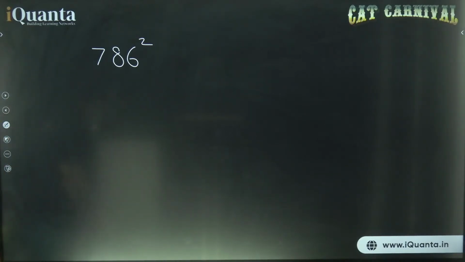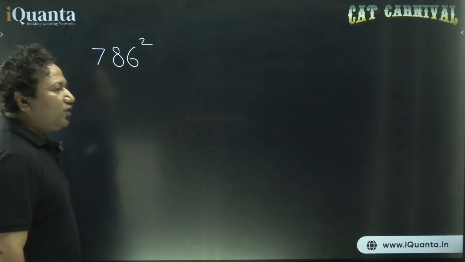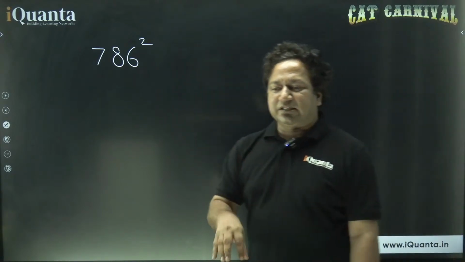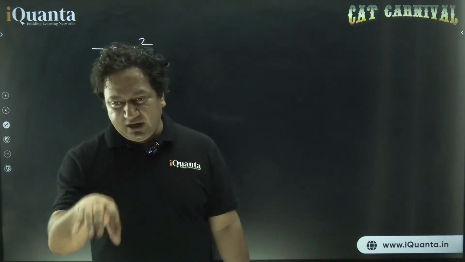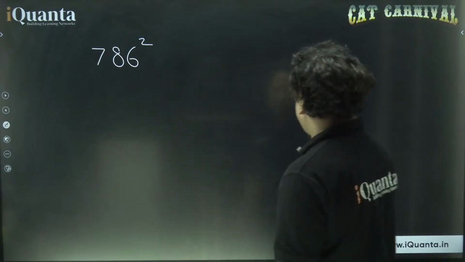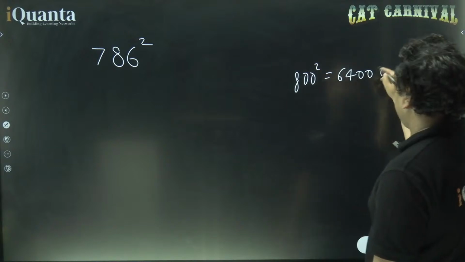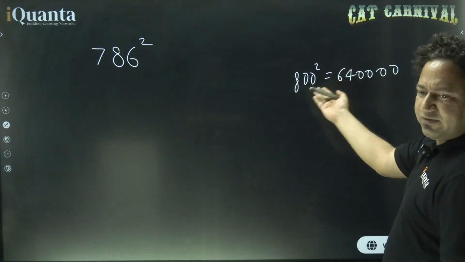This can be complex. 786. First of all, now I'm repeating. First thing first, I need to identify the base. Base is the nearest multiple of 50. In this case, the base must be 800, right? 800 square, 64 followed by 1, 2, 3, 4 zeros. 2 zeros in the square will give 4 zeros.